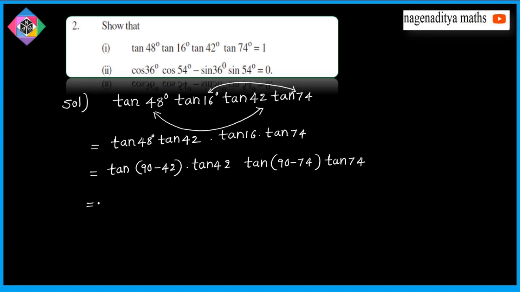So tan of 90 minus theta is equal to cot theta, so this is equal to cot 42 multiplied by tan 42, and similarly tan of 90 minus 74 is equal to cot 74 multiplied by tan 74. So these two are multiplicative inverses of each other, and these two are multiplicative inverses of each other. So both cancel, this becomes 1 into 1, which is equal to 1.